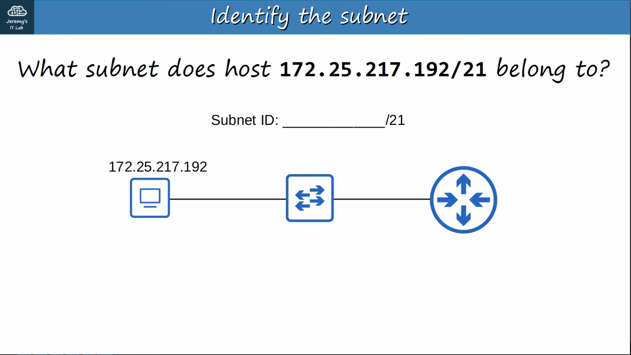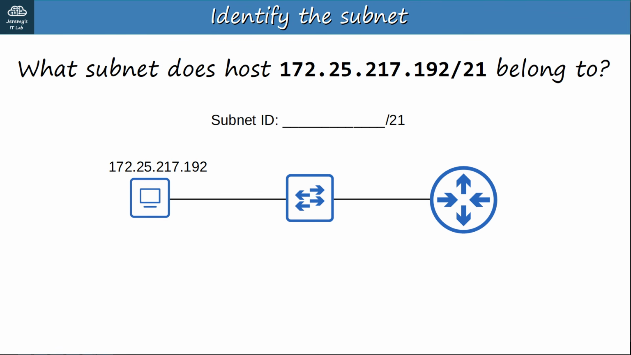Okay, before moving on to the quiz, let's do one more identify the subnet problem, this time with a Class B network. What subnet does host 172.25.217.192/21 belong to? The process is exactly the same as with a Class C network. Write out the address in binary, change all of the host bits to 0, and then change it back to dotted decimal. Pause the video if you want to try it on your own.